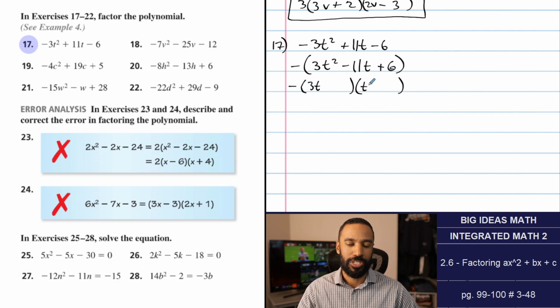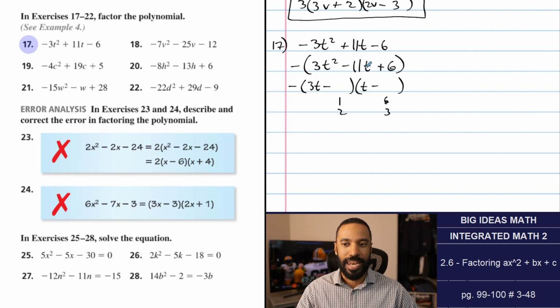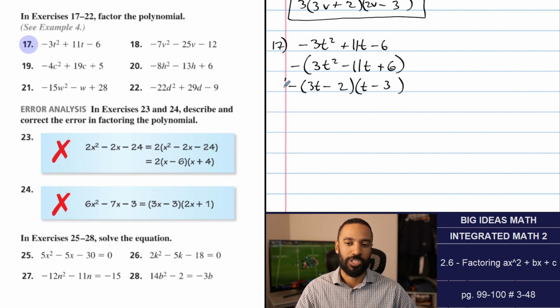So 3t times t, both are negative here with a positive product, negative sum. 6 is either 6 and 1 or 2 and 3. If we do it like this, these can't go with the 3, so they're on the opposite. Let's try 6. Negative 18 plus 1, that's not it. So let's try 3 and 2. Negative 9 minus 2. Excuse me, I said negative 16. I said negative 18 plus 1. I meant negative 18 minus 1. Negative 9 minus 2 is negative 11. So it seems to be that one. With the negative factored on the outside, that's the result.